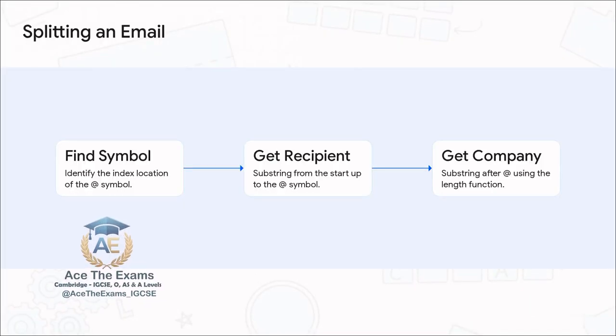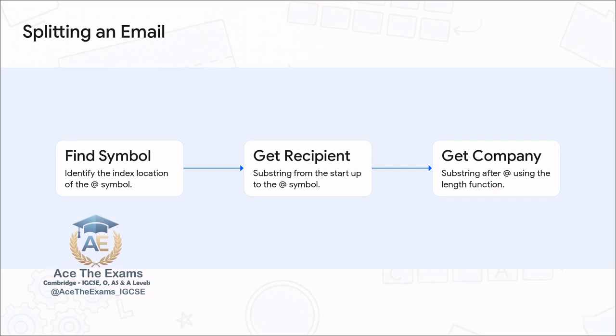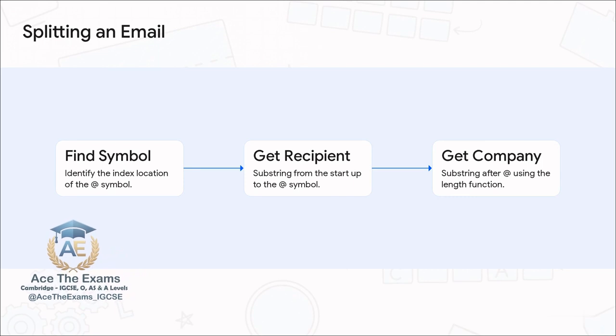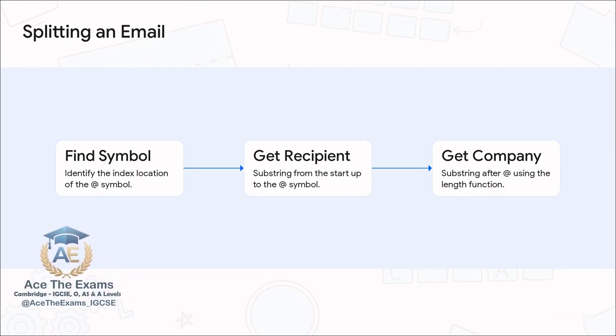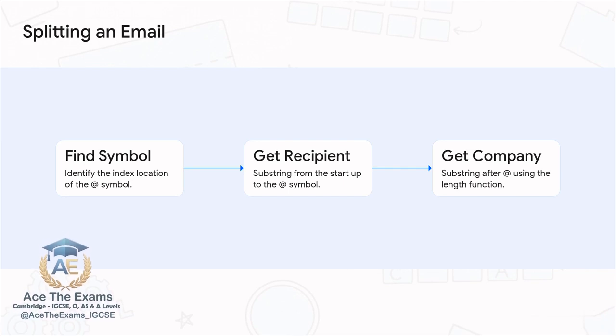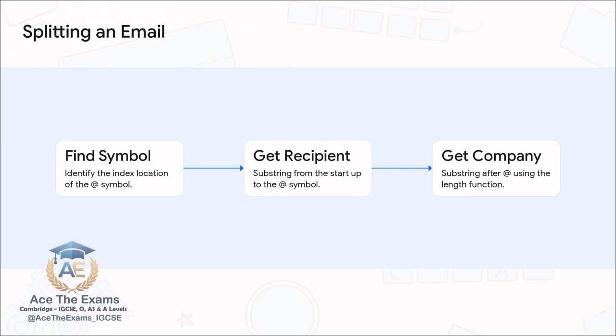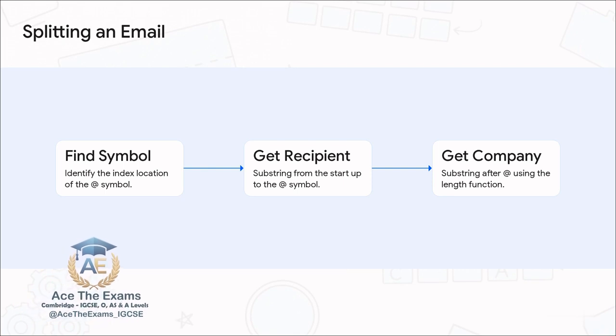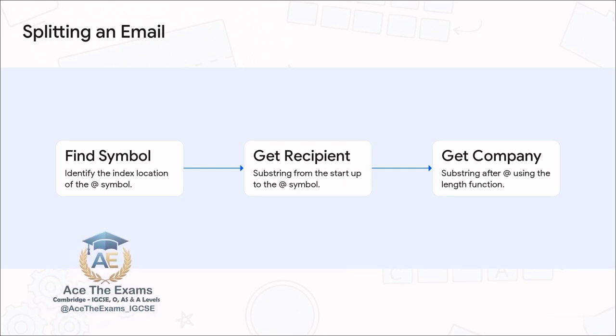To solve this logically, we break it into 3 distinct steps. Step 1, you need to find the pivot point. You use an index of command to find exactly where the @ symbol is sitting. Let's say, in our example, it's sitting at index 5. Step 2, you substring from the very start of the email, which is index 0, and you grab 5 characters. That neatly gives you the recipient name, sales.